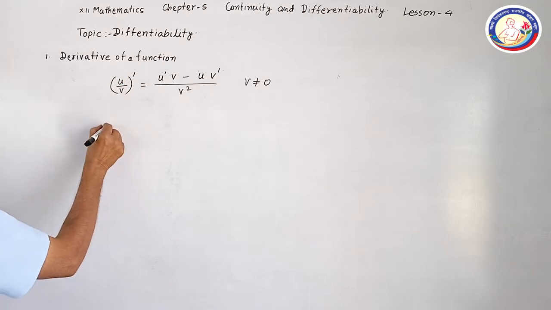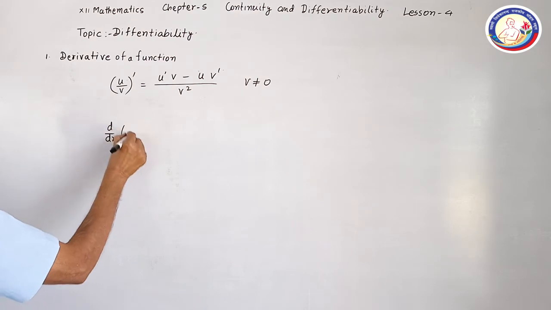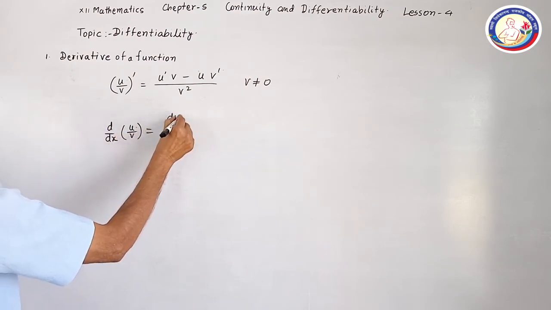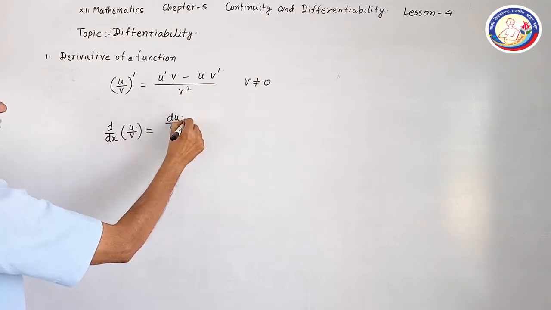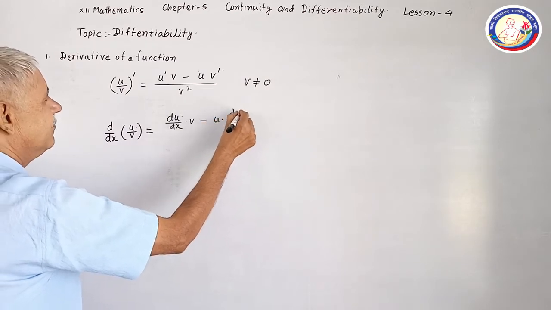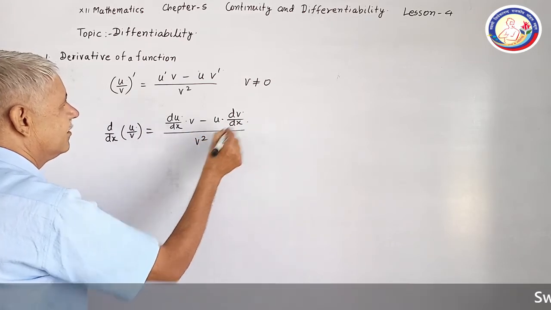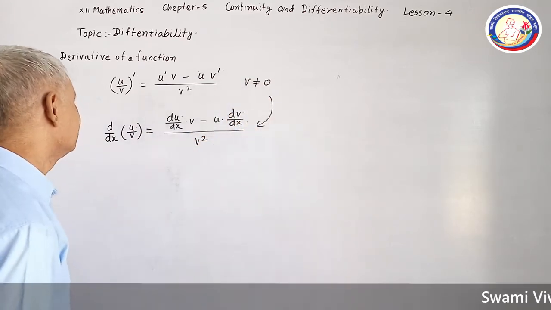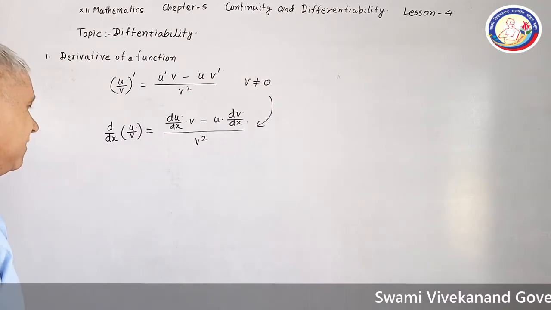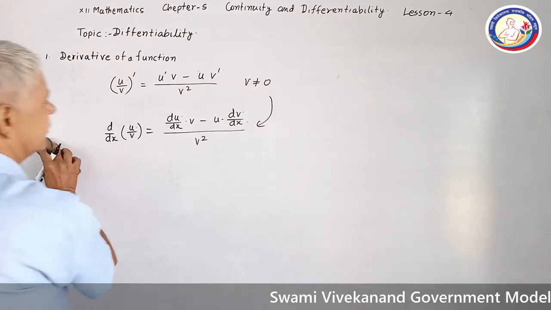We can write it as I am writing here: the derivative of u by v is equal to du by dx into v minus u into derivative of the second function, divided by v square. This is the condition here. So these are three rules. We use them frequently and we will use these rules here also.